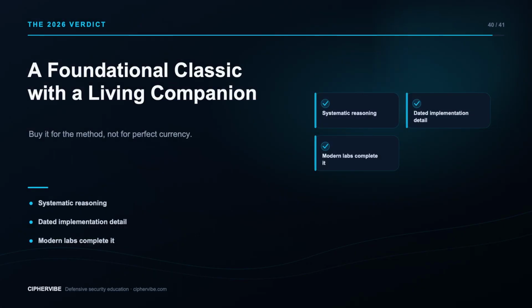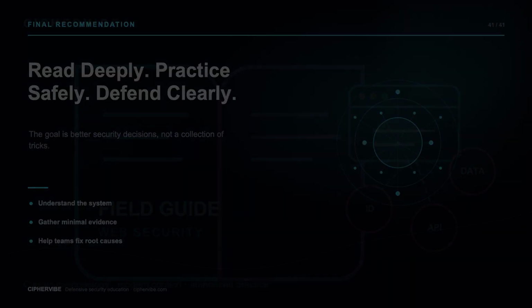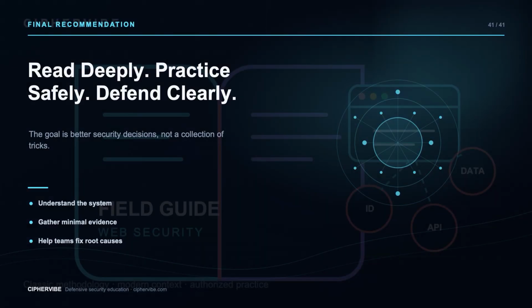The Web Application Hacker's Handbook remains a valuable foundational classic in 2026. Its systems thinking, trust boundary analysis, and negative testing method still matter. Its age is real. Use it with Web Security Academy, current standards, current documentation, and authorized practice. If the book's depth matches how you learn, it deserves a place on your 2026 reading list.